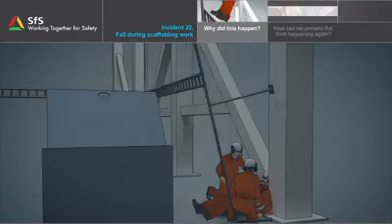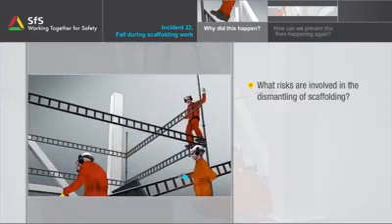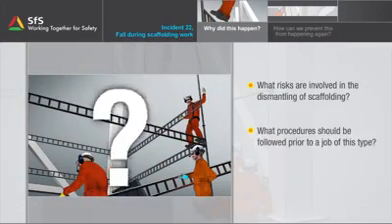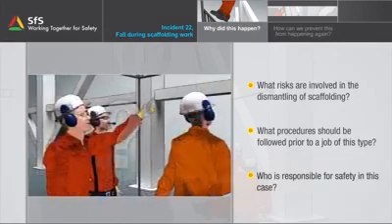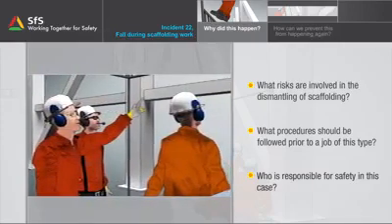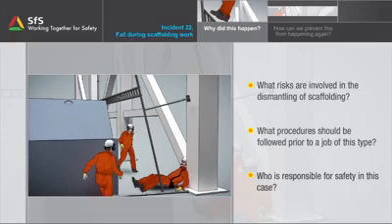Before we move on, you can discuss the following questions. What risks are involved in the dismantling of scaffolding? What procedures should be followed prior to a job of this type? Who is responsible for safety in this case? Let's take a closer look at why this incident happened.